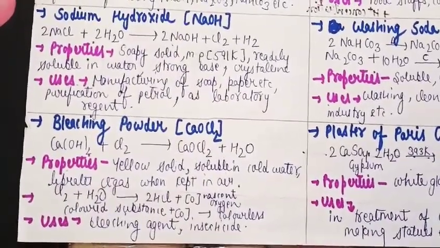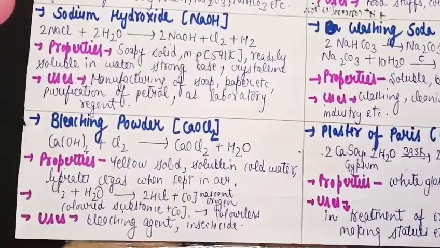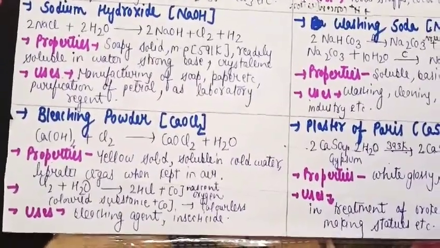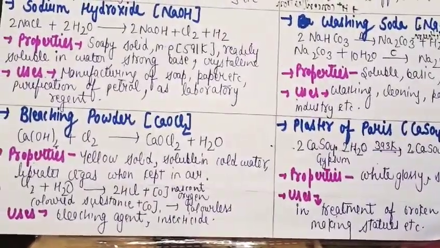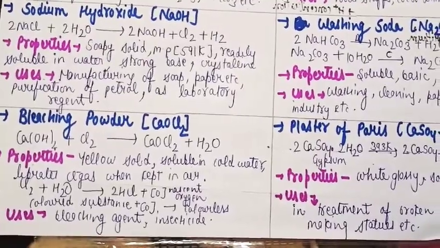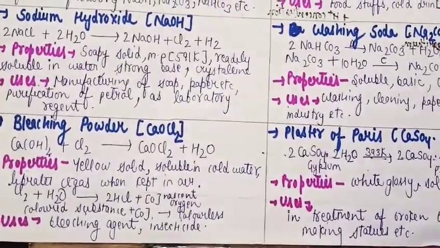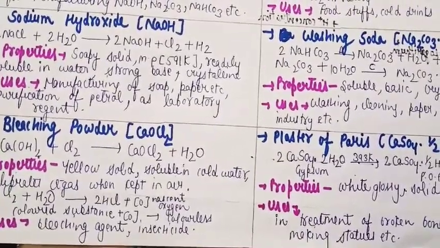And what are the properties? It is a yellowish solid substance with a characteristic odor, that is, a smell, and it is soluble in cold water. It liberates chlorine gas when kept in open air. It also gives chlorine gas on reaction with dilute acids. Free chlorine gas is liberated from bleaching powder from the nascent oxygen.